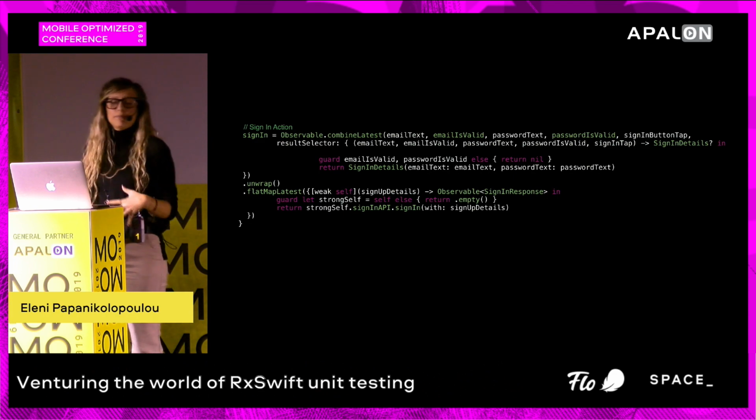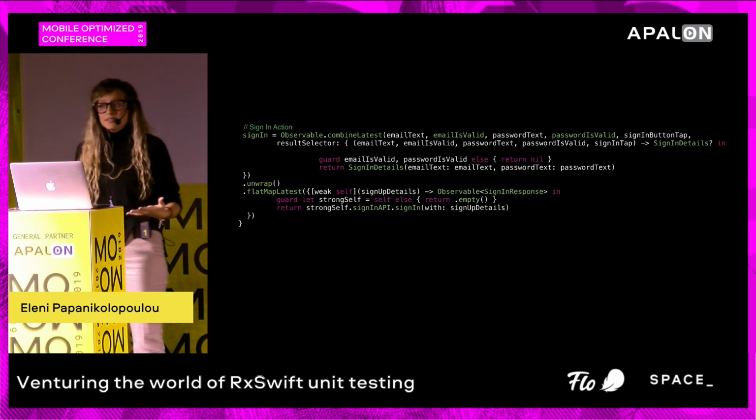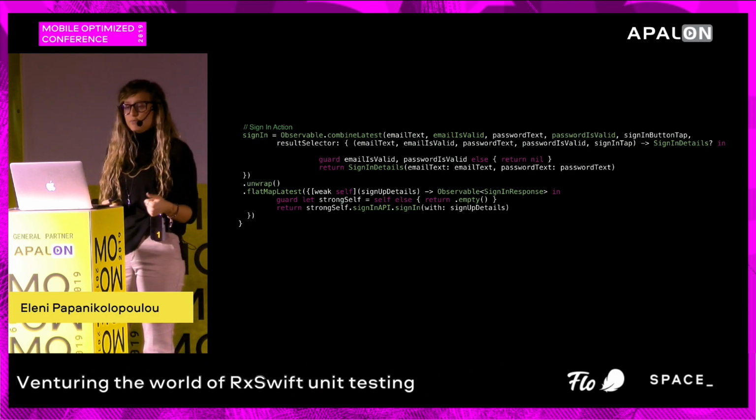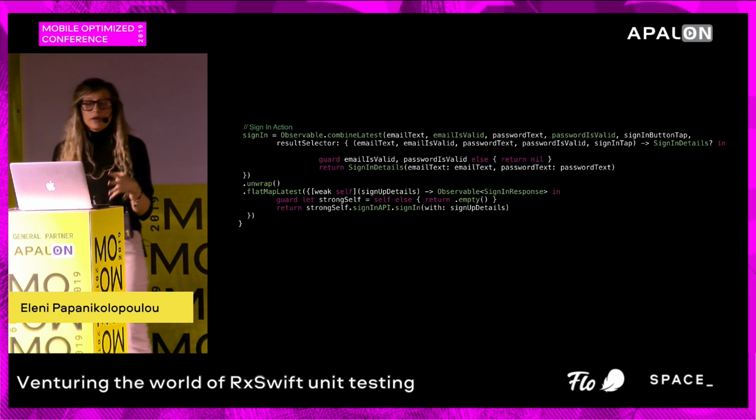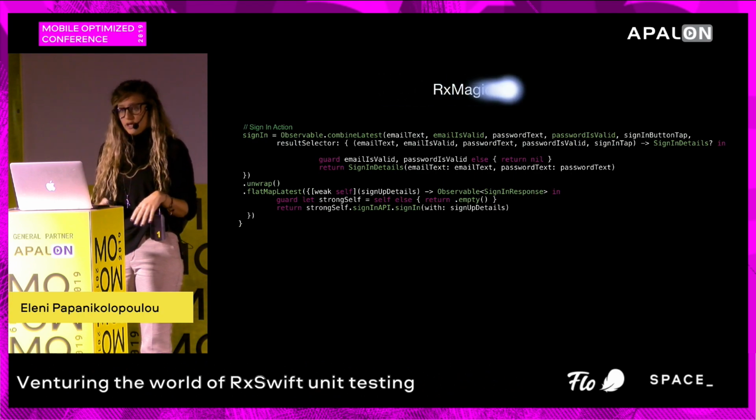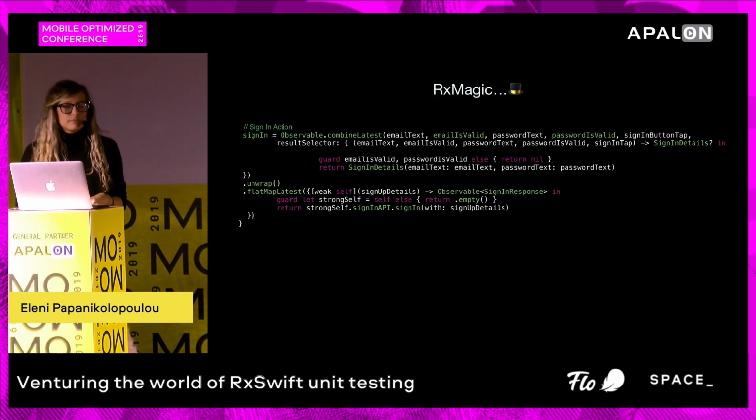We pass it to the flatMapLatest. It makes the sign-in request and returns the sign-in response as an observable. And we do all of these things by only using these lines of code. So this is what I'd like to call Rx magic.